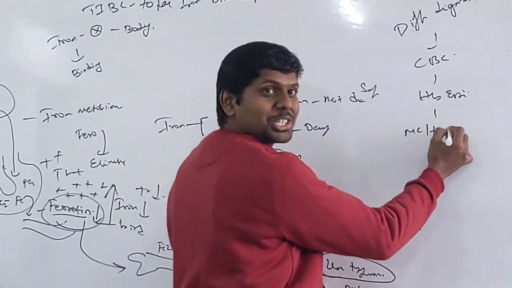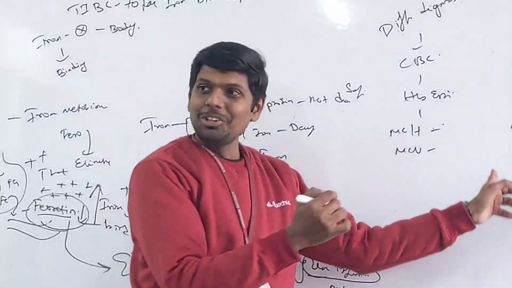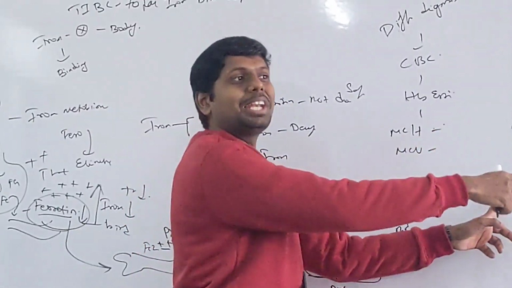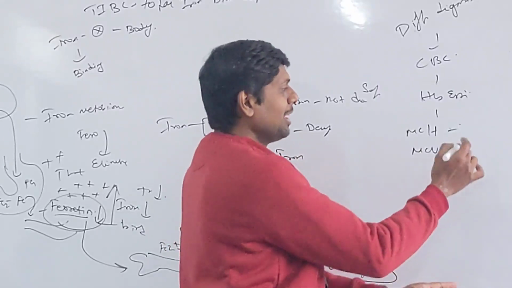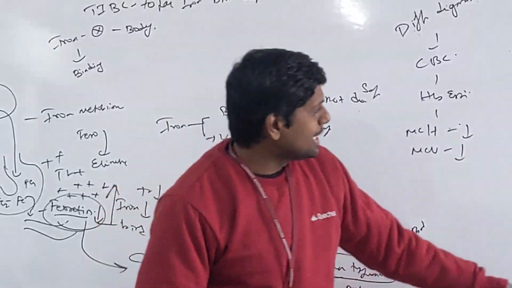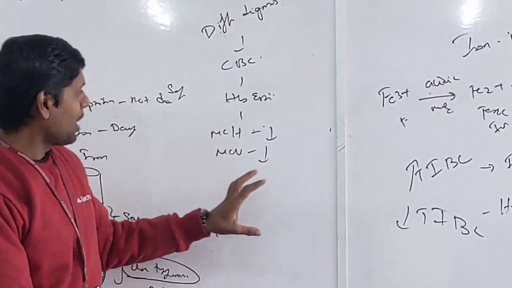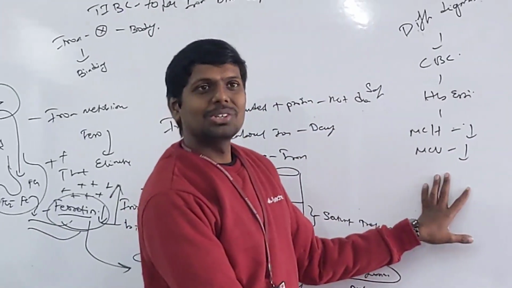MCH, mean corpuscular hemoglobin, and MCV. You can do these two tests to cross verify TIBC status. Here these two tests must show low values. If TIBC is less, that should correlate with these two values.